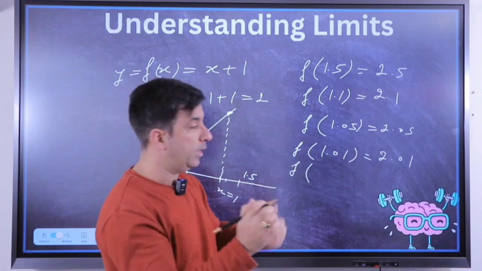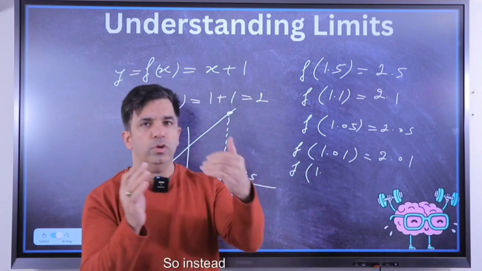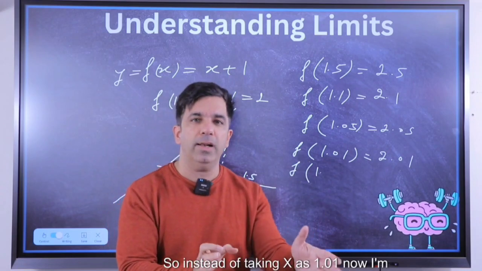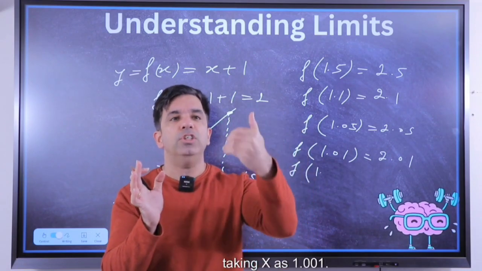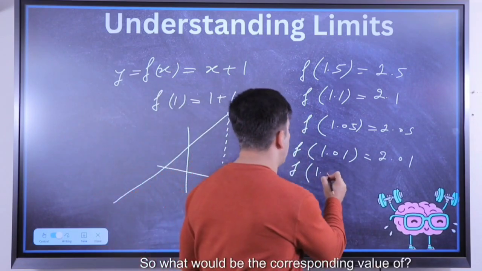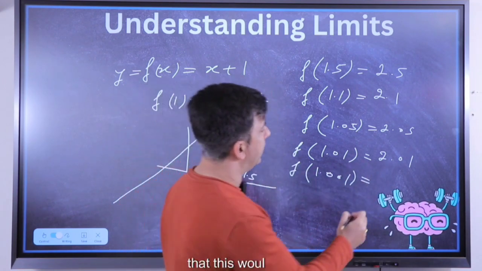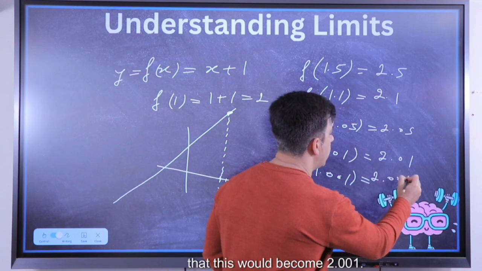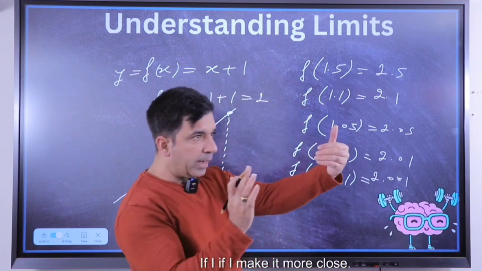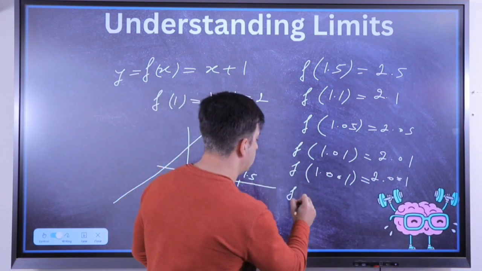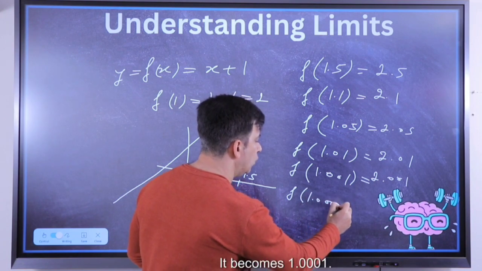Just notice this as well. I'm coming more close. Instead of taking x as 1.01, now I'm taking x as 1.001. What would be the corresponding value of f? Simply by substituting, I can find that this would become 2.001. If I make it even closer, it becomes 1.00001.